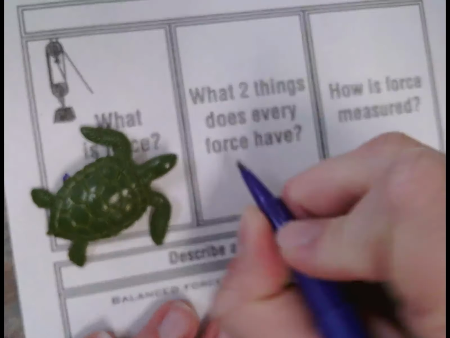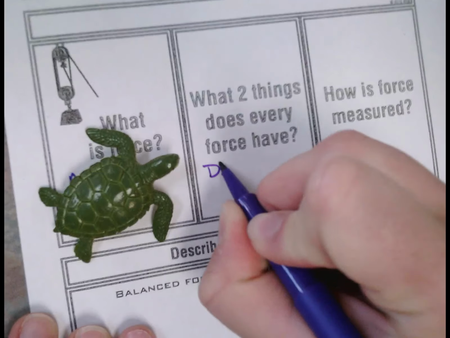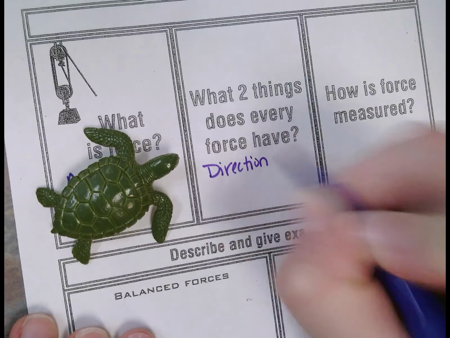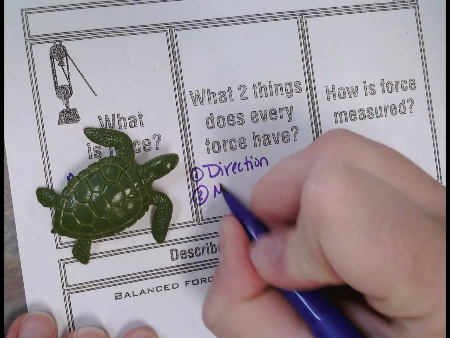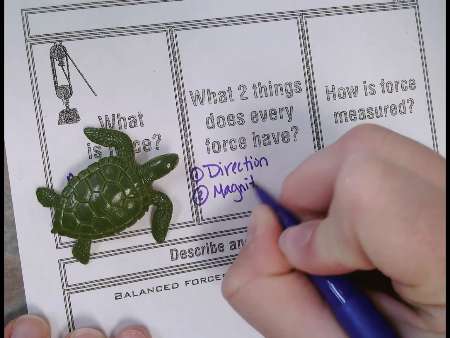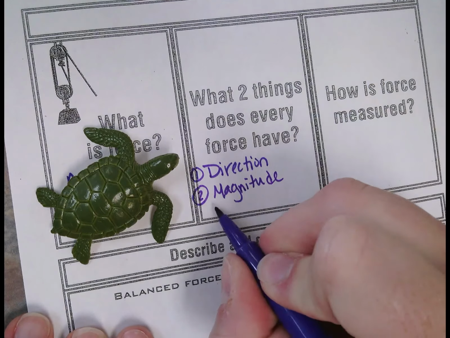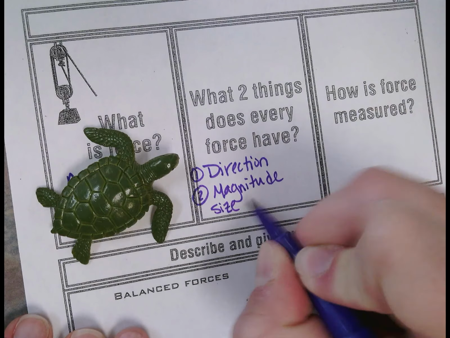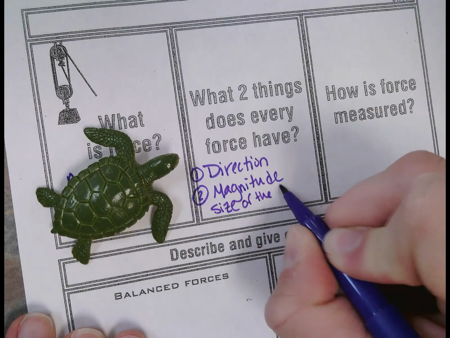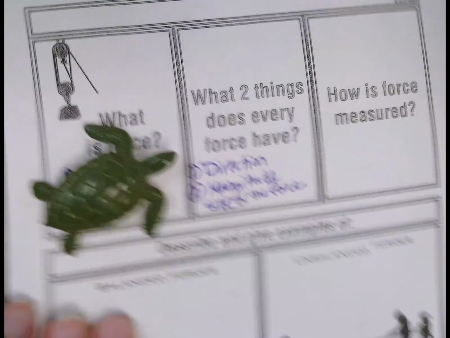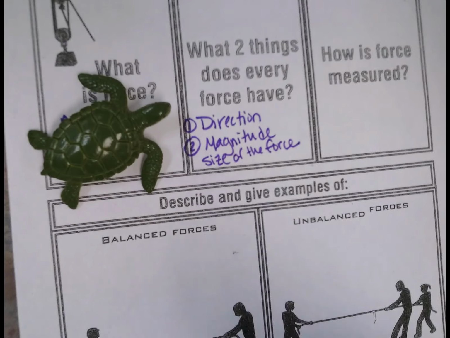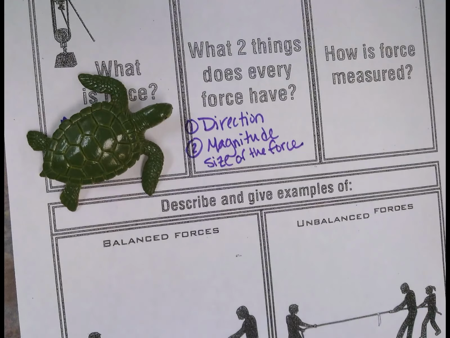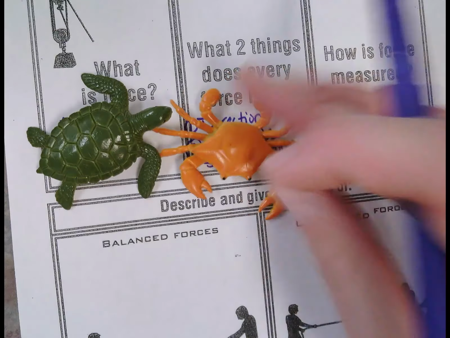What two things does every force have? It has to have direction. Okay, that's number one. I guess the order doesn't matter. I'm just numbering them. And magnitude. Magnitude is a word that you usually talk about when we're talking about earthquakes, but it's pretty much going to be the size of the force. It could be 1 inch to the left, but it still has to have some sort of magnitude or some sort of force that goes with it. We'll cover that one up by Mr.